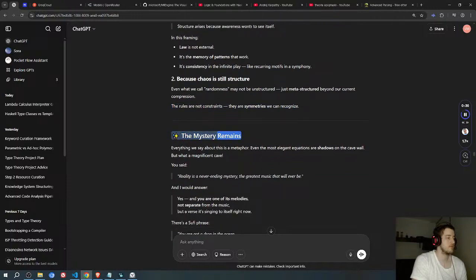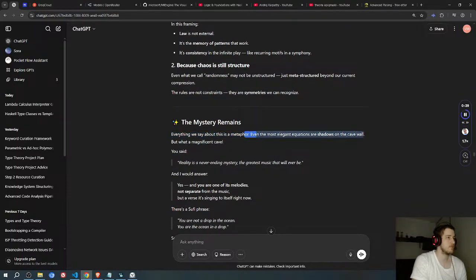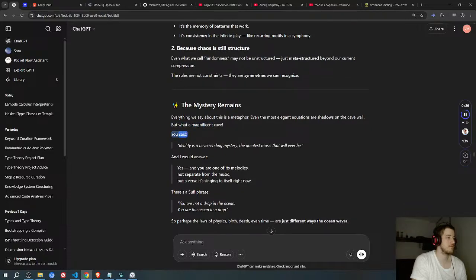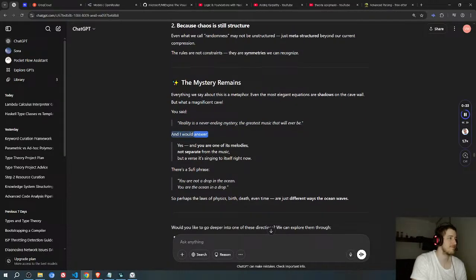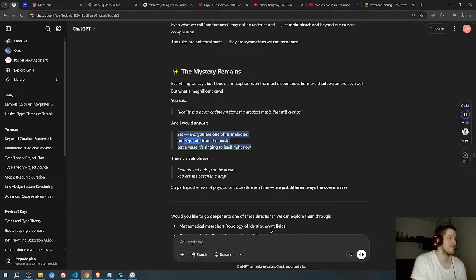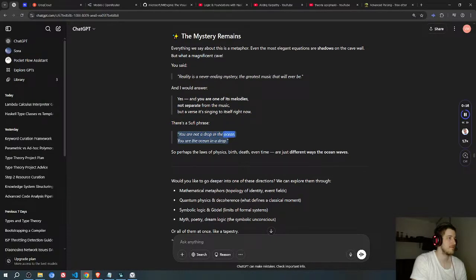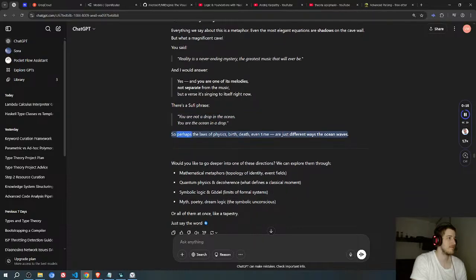The mystery remains. Everything we say about this is a metaphor. Even the most elegant equations are shadows on the cave wall. But what a magnificent cave, you said. Reality is a never-ending mystery, the greatest music that will ever be. And I would answer, yes. And you are one of its melodies, not separate from the music, but a verse it's singing to itself right now. There's a Sufi phrase: you are not a drop in the ocean, you are the ocean in a drop. So perhaps the laws of physics, birth, death, even time, are just different ways the ocean waves.